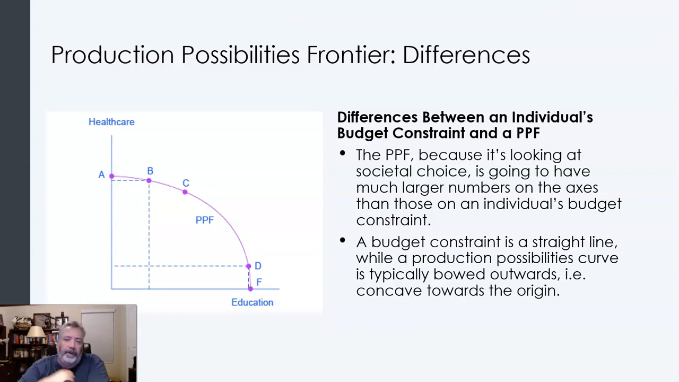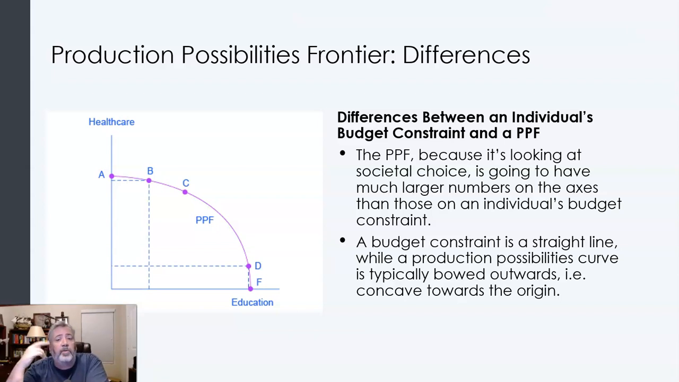So, because the production possibility frontier isn't looking at a single person's budget, but it's looking at the whole nation's budget of resources, there's a lot larger numbers on that axis. Now you're talking about millions of tons of consumer goods and capital goods on an annual basis, something like that. Okay? Budget constraint is a nice straight line, nice linear relationship. Typically, our production possibility curve is going to be bowed out.